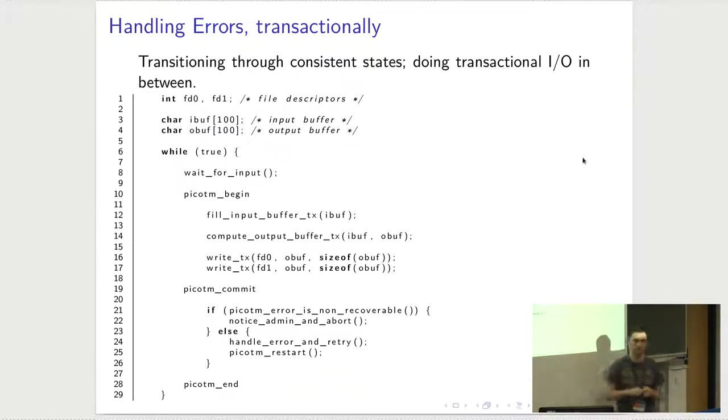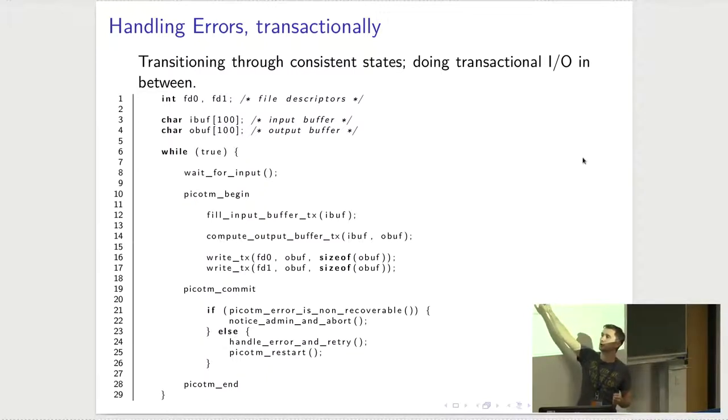But usually we can try to repair an error. In the case of the sensor problem we had, handle error and retry, that function here could implement a strategy for maybe powering up a sensor if it's still powered down, or maybe if it needs some sort of calibration, it could try to recalibrate the sensor. And so handle error and retry does something to fix the error. Then it calls restart. Restart instructs the picotm framework to restart the transaction. And now the transaction goes back to begin. It calls fill input buffer TX again. And this time it works because we just repaired the error that we had when we tried to read the sensor. So this time we get a valid input buffer.